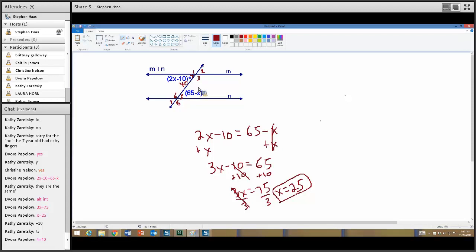65 minus 25 is also 40. They had better be equal, by the way. If we figured out that 4 and 5 are not equal, it means we've got a problem, because we know they're equal because they're alternate interiors. Now, once you have that, you can get the rest relatively easily.